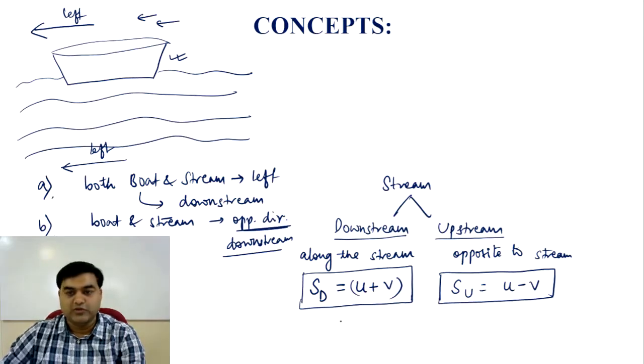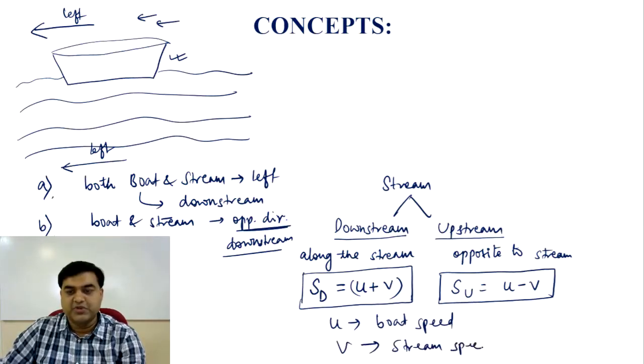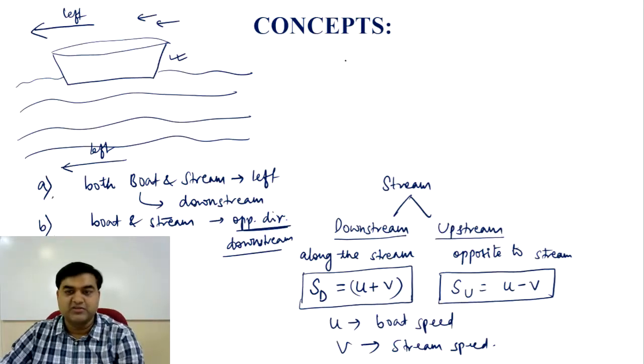Okay, so what is there? U is boat speed and V is stream speed. Speed of stream and speed of boat, my dear friends. Okay, so what happens if we already know the value of upstream and downstream? SD is given and SU is also given. So what is that? U plus V, and this is U minus V.